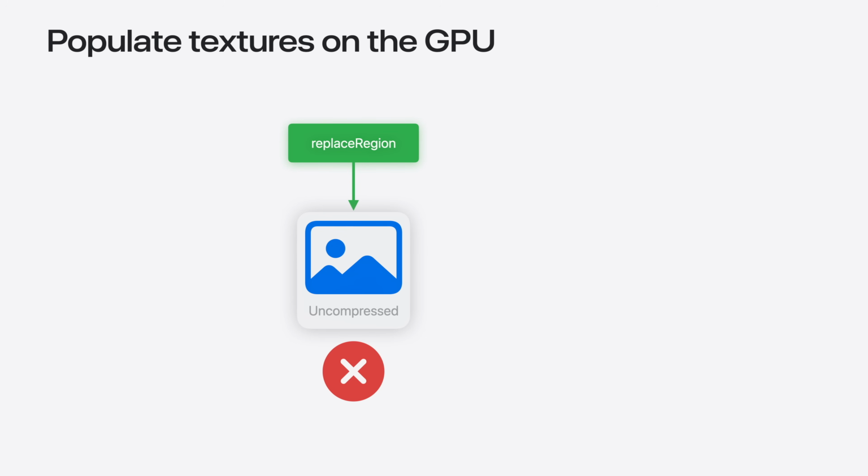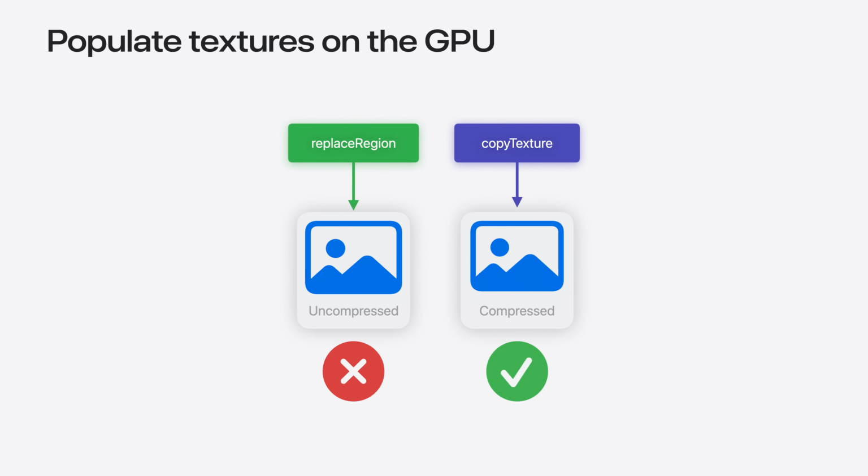Instead, use blit commands to populate your textures. The GPU handles the transfer and compresses the data as it writes. From that point forward, every read from that texture benefits from reduced bandwidth. Using blit has always been good practice on Apple Silicon, but on M5, it's especially important. With universal texture compression, more stages of your pipeline can benefit, but only if the data starts out compressed.